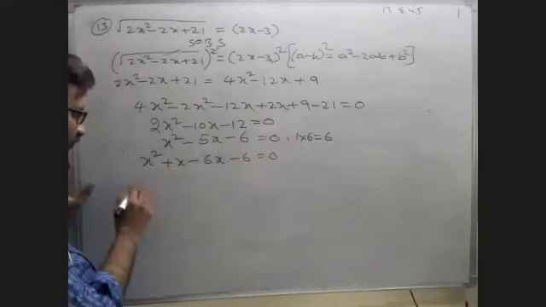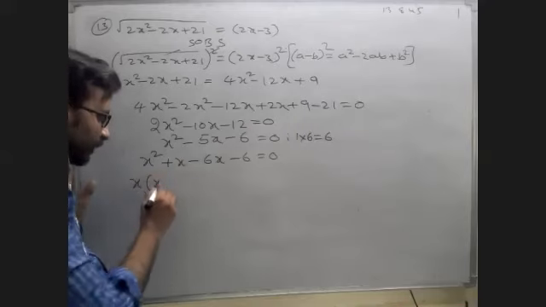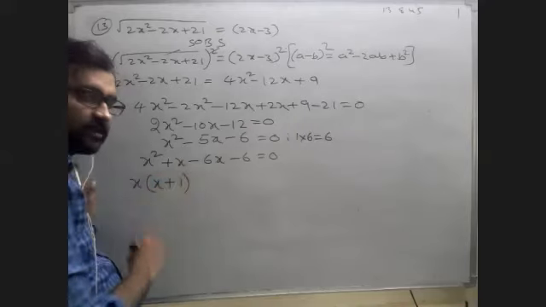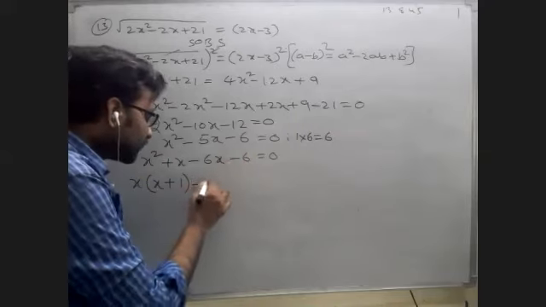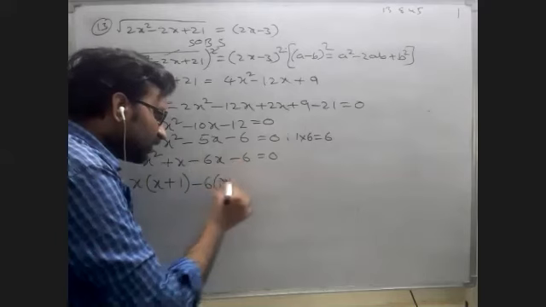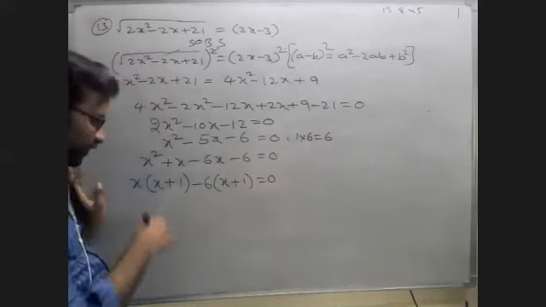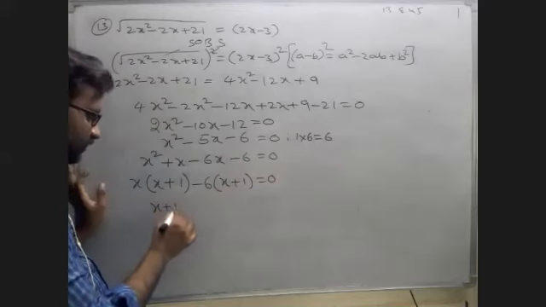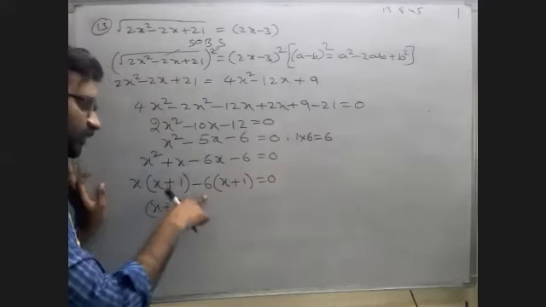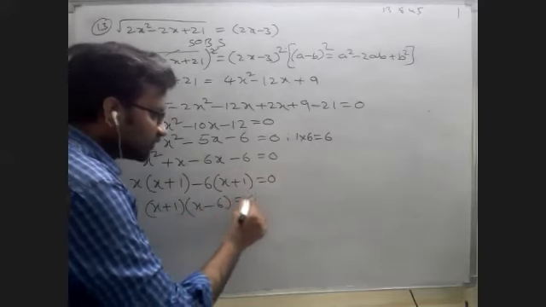Now I am taking x common from these two, remaining one more x, plus x is already common, 1 is there, and from these two we can take minus 6 common. Taking minus 6 common, x is there, and plus 1 is there, is equal to 0. Again we can take x plus 1 common, remaining here x minus 6. That is x plus 1 into x minus 6 is equal to 0.